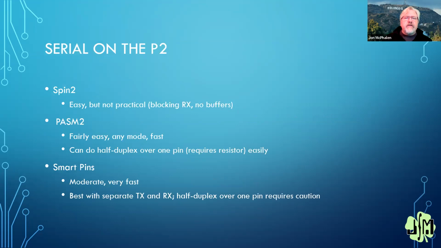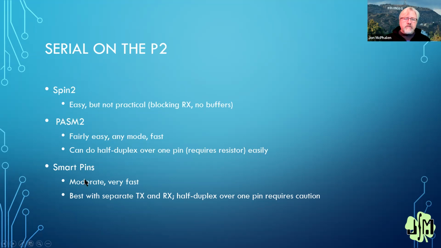All right, serial on the P2. If we use Spin 2, you can do that. You can write serial code in Spin, and you can actually get reasonable data rates going out. Coming in, it's a big problem though, because you have no buffering. Serial can arrive whenever it wants, so it's not really practical to do it. If you're just shooting a small message, and it's just going out, no problem. With assembly, it's really easy, and it's very fast. You can do anything you want, and you can even do half duplex on the same pin.